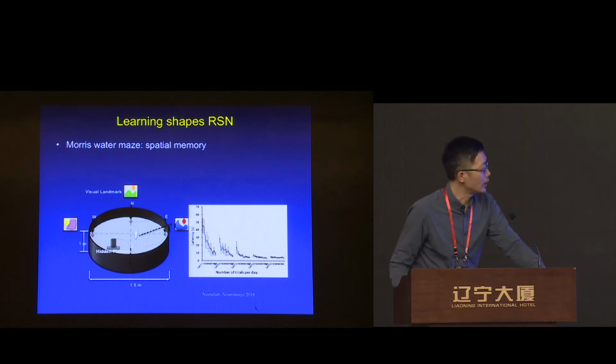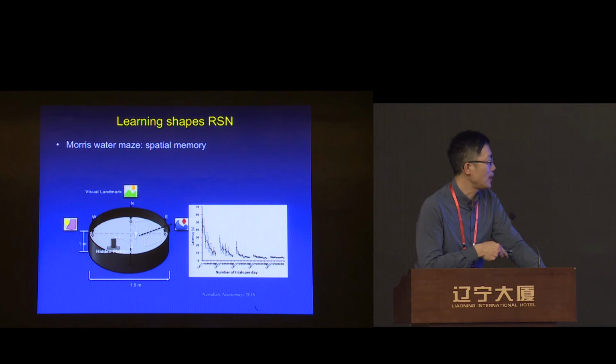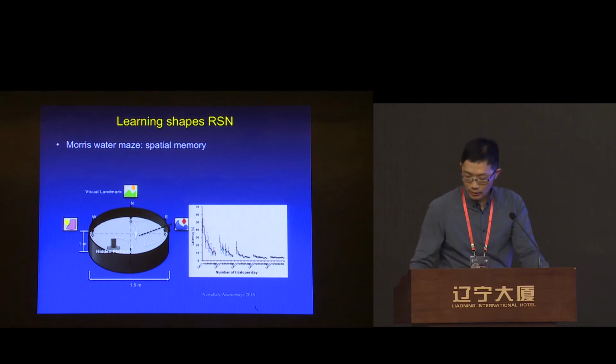And next, we were looking at how you can manipulate the network by behavior. So we train the animal in the so-called Morris water maze. You have a visual cue on the wall, and you train the animal to recognize that there's a particular hidden platform that it can escape onto from the water at a certain corner. Over 5 days of training, you can see the rat learn very well.